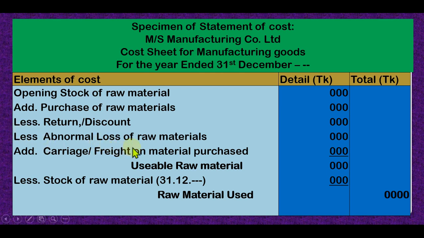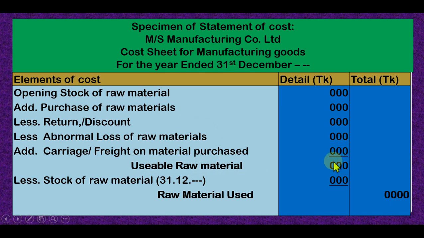Then abnormal loss of raw material. If there is any abnormal or accidental loss of raw material, that also we have to subtract. Then if there is any carriage and freight on material purchase that we paid, then we have to add. Dear student, you have to memorize it, you have to learn it, you have to write it as much as you can, so that you can understand easily. So what I have written here: at first opening raw material, then whatever raw material we have purchased, then if there is any return or discount received, then if there is any abnormal loss, we subtract it. Then we have to add carriage or freight of raw material purchase.